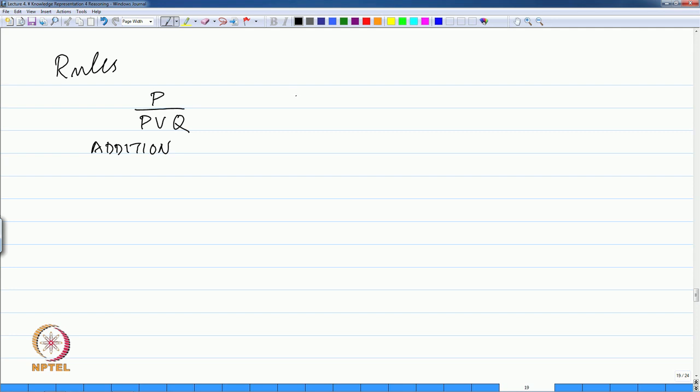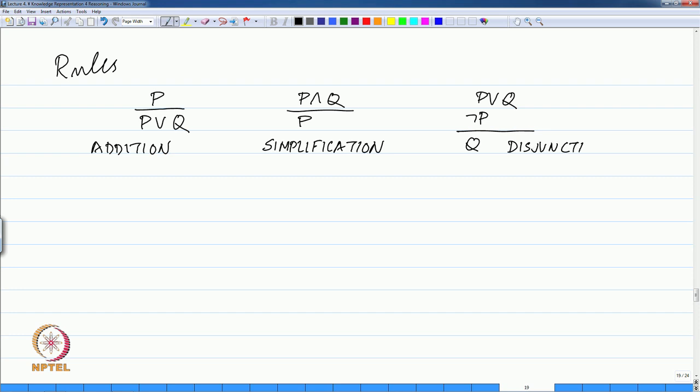There is another rule which says that if you have p and q, you can extract one part of it. It is called simplification. There is another rule which says that if you have p or q and you have negation of one of them, then you can infer the other essentially. This is called disjunctive syllogism.